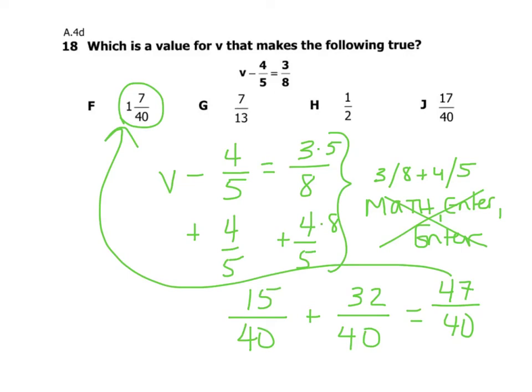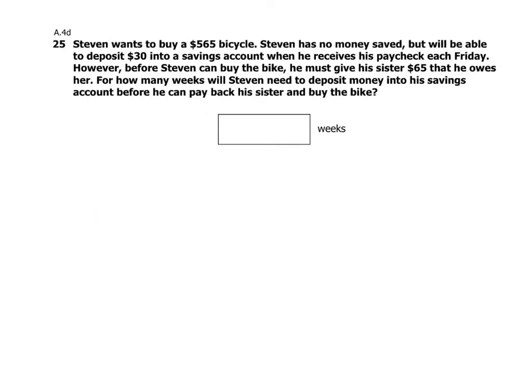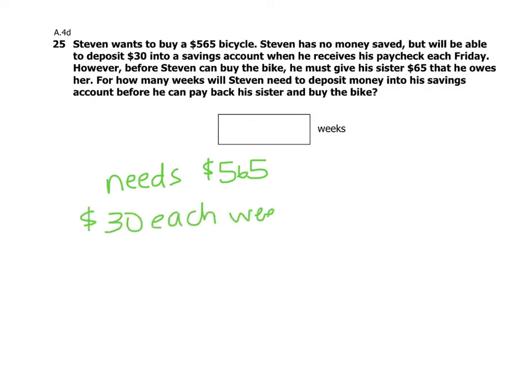Okay, last one. Okay, this one's kind of a book, so let's get started. Stephen wants to buy a $565 bicycle, so he needs $565. He has no money saved, but can deposit $30 each week into a savings account. Each Friday, it says, so that's each week. However, before Stephen can buy the bike, he owes his sister $65. So he needs to give his sister $65. For how many weeks will Stephen need to deposit the money into his savings account before he can pay back his sister and buy the bike?